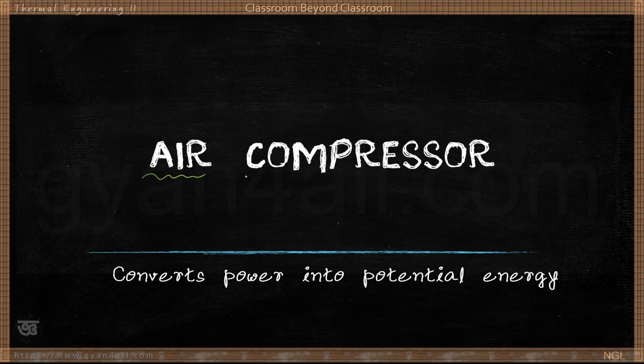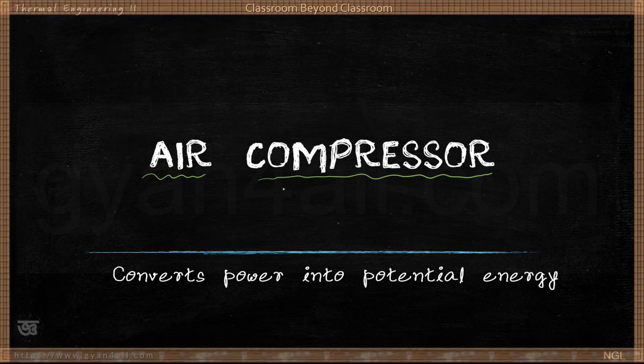Air compressor. We all know, because in the chapter on gas turbine we discussed the role of an air compressor. An air compressor basically converts power into potential energy. So we have to supply power to run a compressor, which means it consumes power. A turbine develops power, but a compressor consumes power.